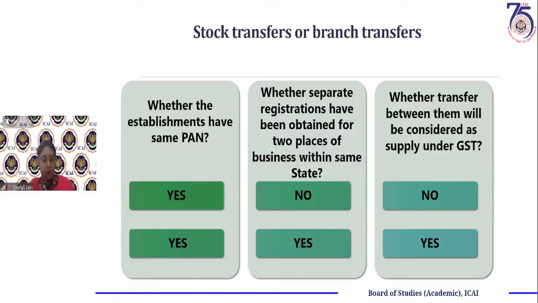Ma'am, on the same place of business, can we take multiple GST registrations with different persons or different PAN? If they are on the same premises, in the same building, you can have different places of business, but they will be segregated because you are saying you are having different PAN. But for the same PAN and same premises, you cannot take more than one registration. You should have multiple places of business to take multiple registrations.